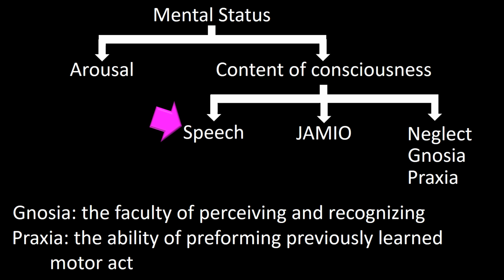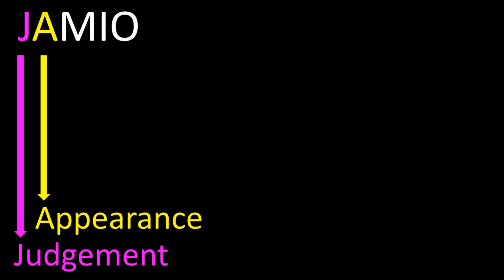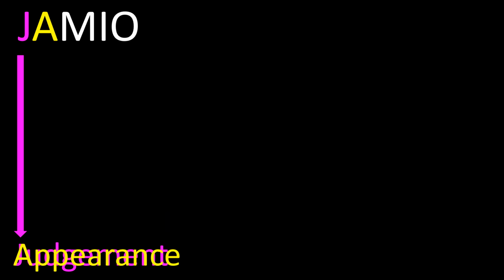After evaluating speech, we move to JAMIO. This is an acronym used to help us remember some of the areas we need to test during mental status evaluation. In this acronym, the letter J stands for judgment. The A can stand for appearance, but often appearance is consolidated as a part of judgment.